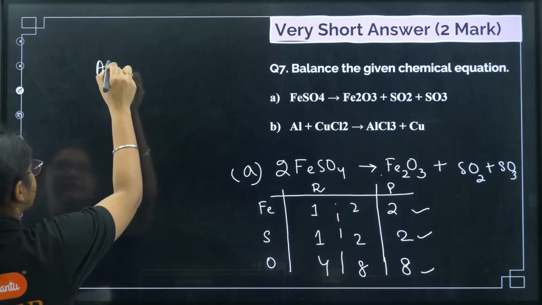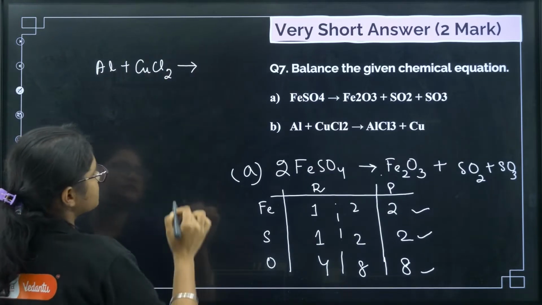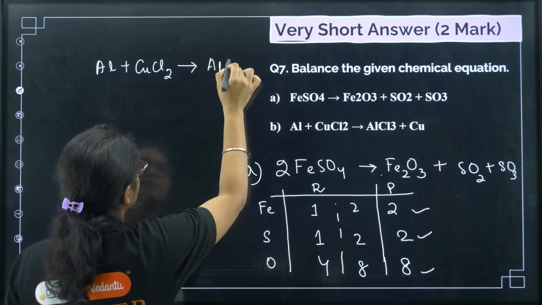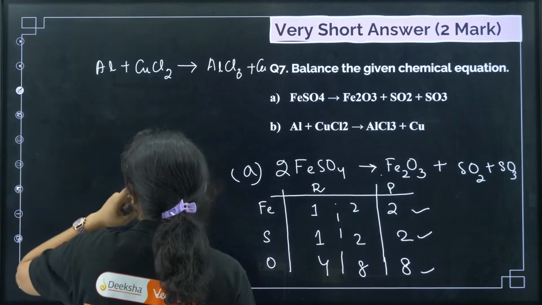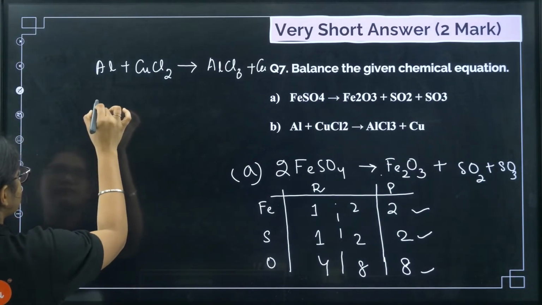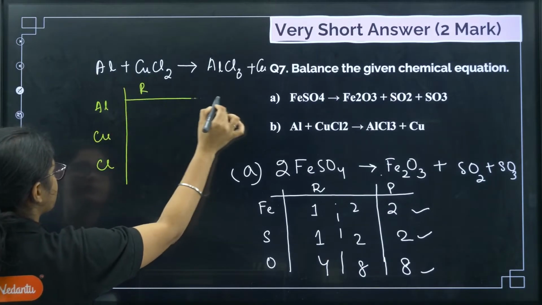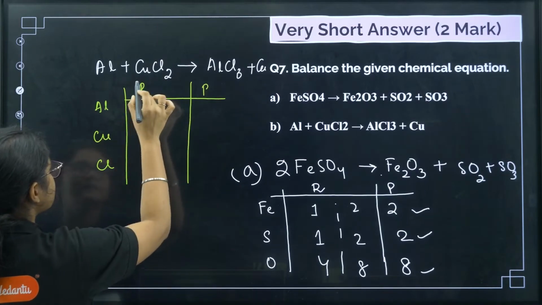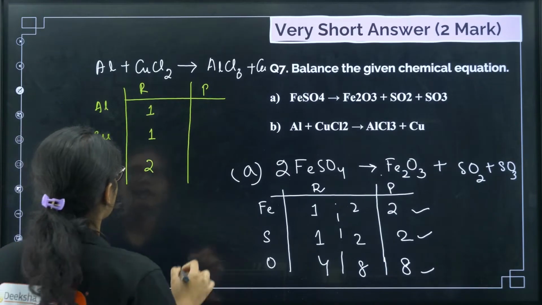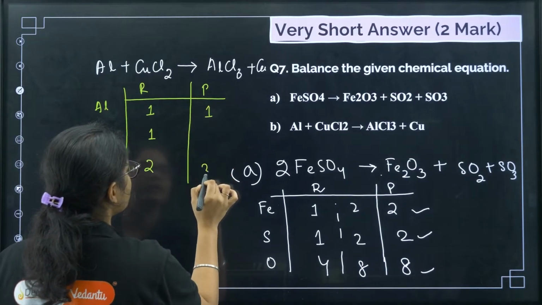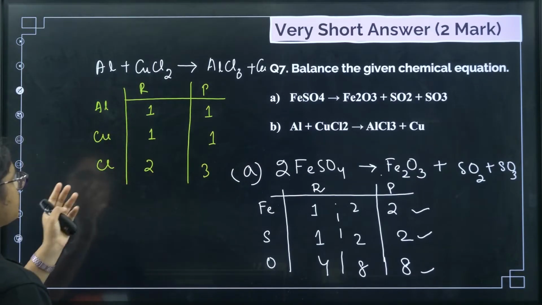You have Al, that is aluminium, plus copper chloride gives aluminium chloride plus copper. Okay. Now if I want to balance this reaction, on the reactant side, what all things are there? Aluminium, copper and chlorine. So reactant side and product side. On the reactant side I have 1 aluminium, 1 copper and 2 chlorine. On the product side I have again 1 aluminium, 3 chlorine and 1 copper, right? So to balance it, you see only chlorine is not balanced, right?